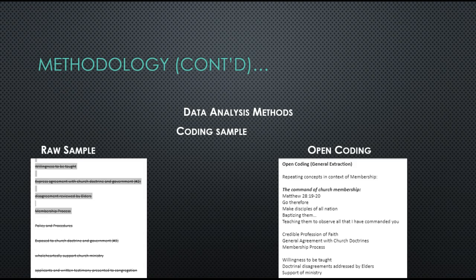So I have some samples here that are available. Forgive me, I'm running a little long-winded and I'm out of time for this. So I'm gonna speed up here noticeably. I took the raw coding that I did through the documents, and then used further open coding to refine and group those concepts of church membership that were repeating.